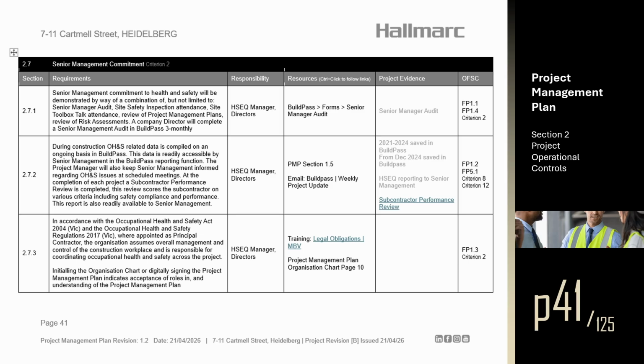Section 2.7.3. In accordance with the Occupational Health and Safety Act 2004 and the Occupational Health and Safety Regulations 2017, where appointed as principal contractor, the organization assumes overall management and control of the construction workplace, and is responsible for coordinating occupational health and safety across the project. Initialing the organization chart, or digitally signing the project management plan indicates acceptance of roles in, and understanding of the project management plan.